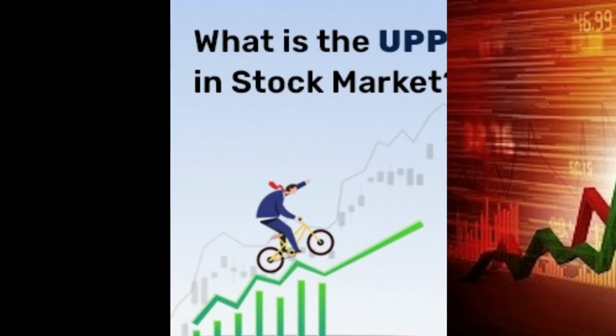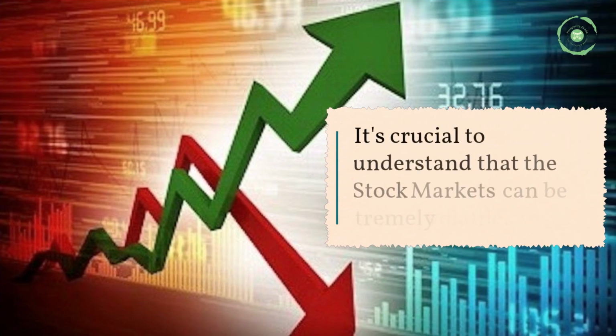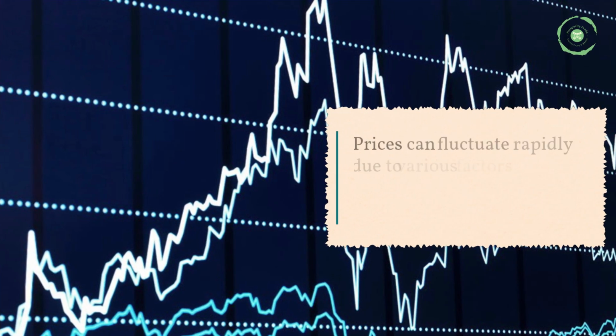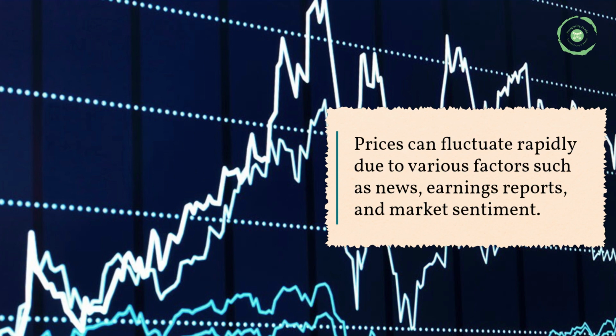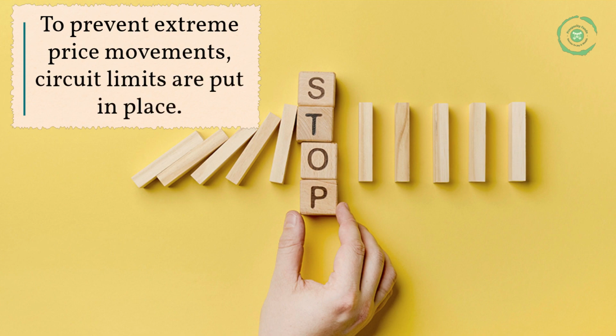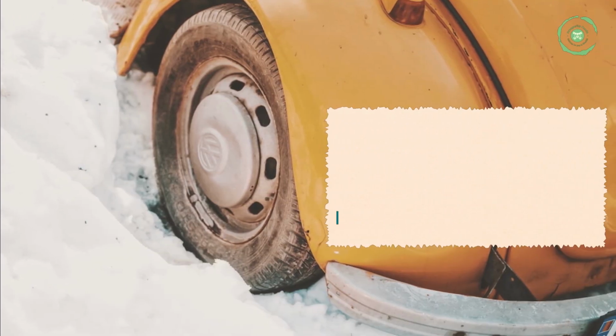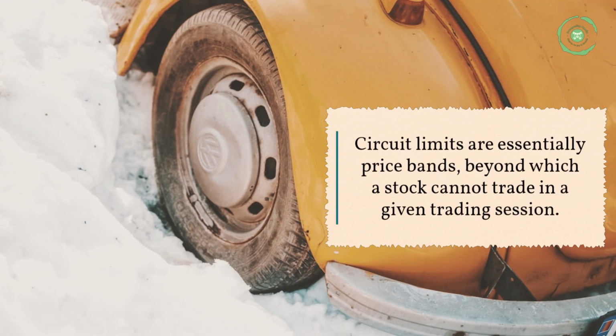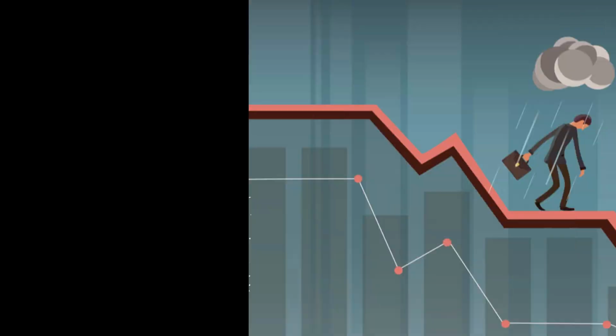So, let's get started. To truly grasp the concept of circuit limits, it's crucial to understand that the stock markets can be extremely volatile. Prices can fluctuate rapidly due to various factors such as news, earnings reports, and market sentiment. To prevent extreme price movements, circuit limits are put in place. Circuit limits are essentially price bands, beyond which a stock cannot trade in a given trading session. These limits are calculated as a percentage of the stock's previous day's closing price.